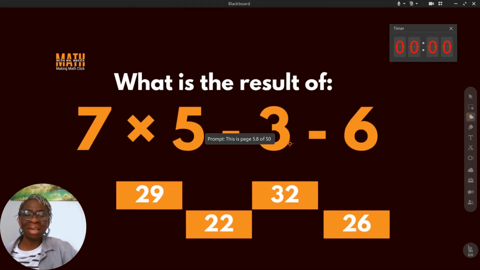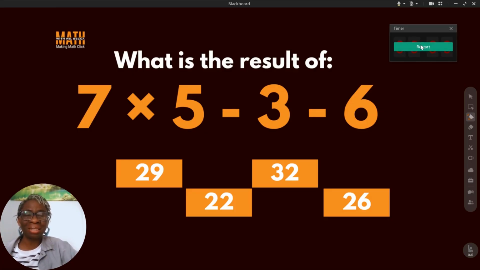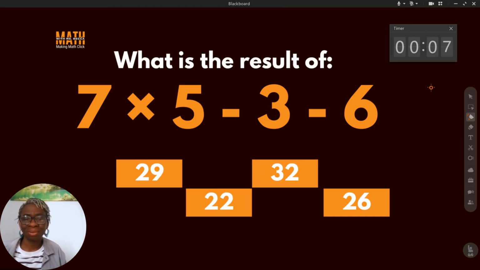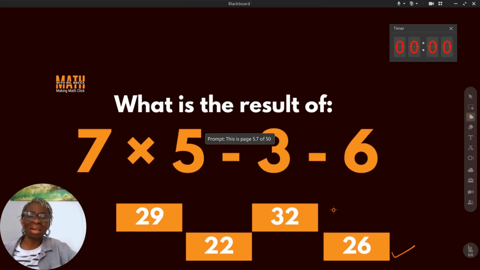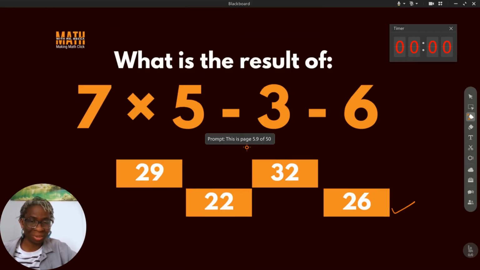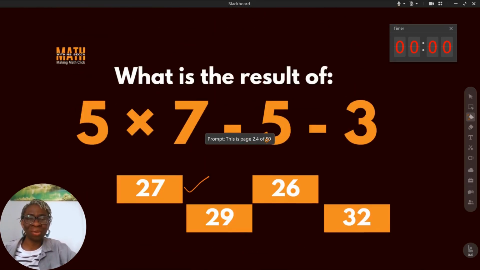And lastly, can you answer this in 10 seconds? Let's go. 3, 2, time up, and the correct answer is 26. So now tell me, how many did you get correctly? How many out of 5 did you get?